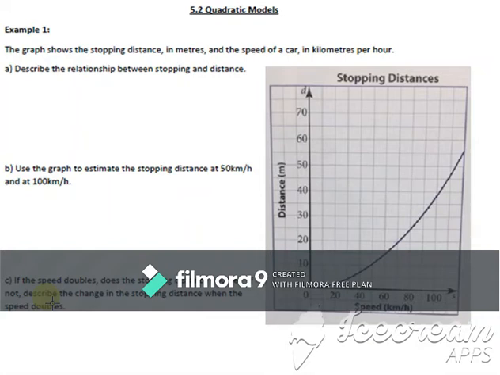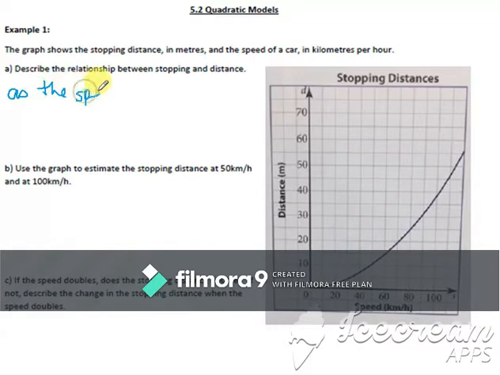Okay, now we're going to talk about quadratic models in 5.2. This graph shows the stopping distance in meters and the speed of a car in kilometers per hour. Describe the relationship between stopping distance and speed. Well, if we take a look at the graph, as the speed increases, the distance that it takes in order to stop the vehicle also increases.